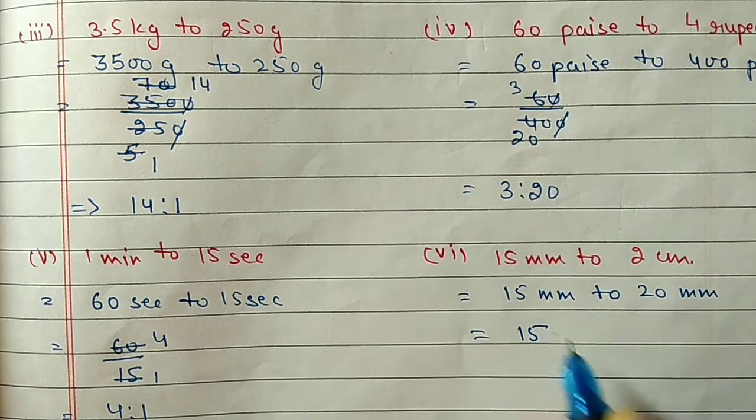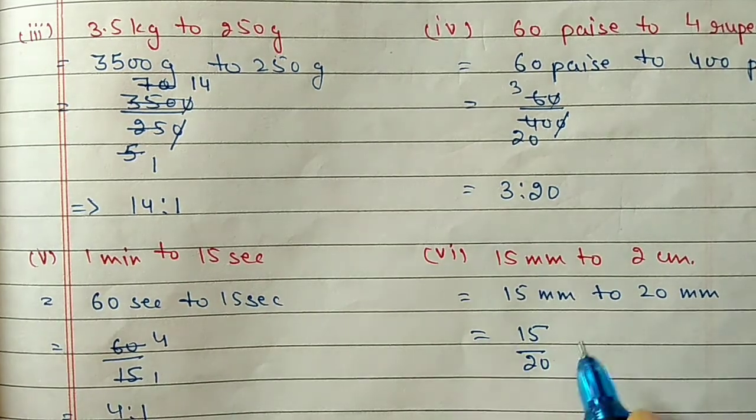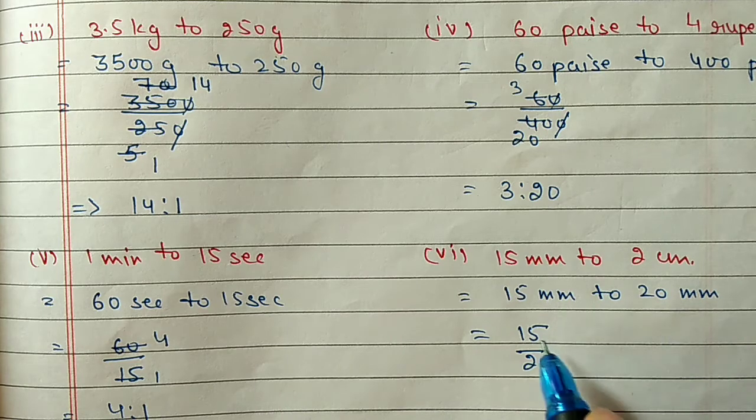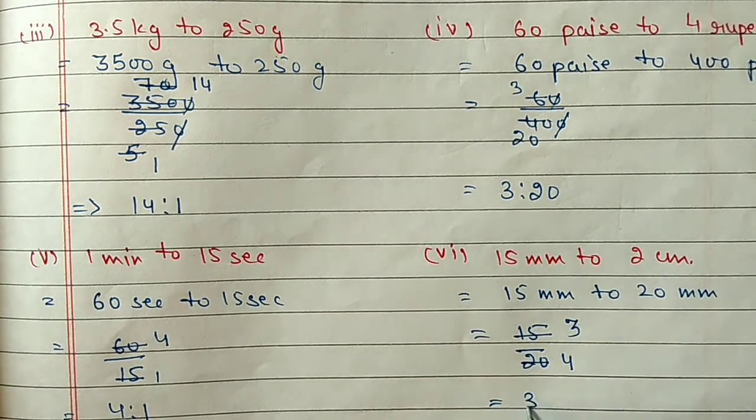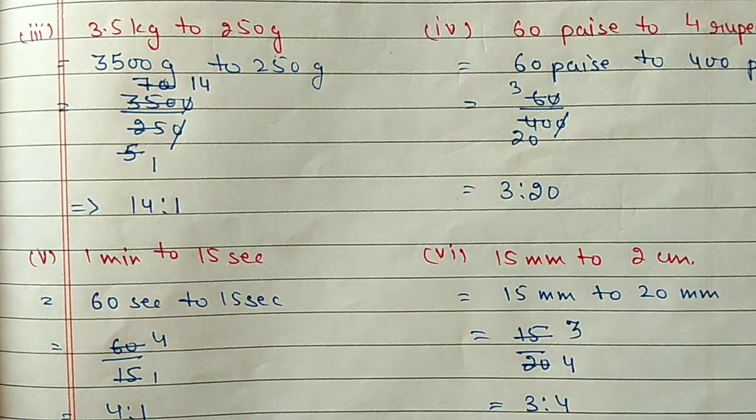Now do the cancellation. 15 by 20. With the 3 table we can cancel. We can cancel with the 5 table. 5 3s are 15 and 5 4s are 20. So the answer will be 3 is to 4.